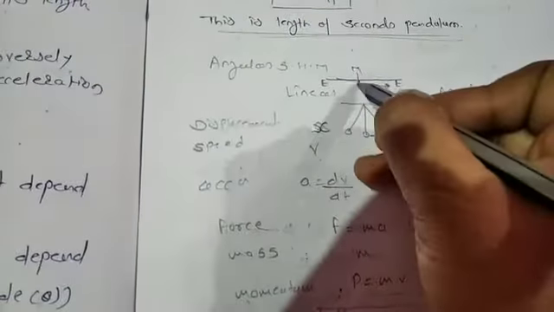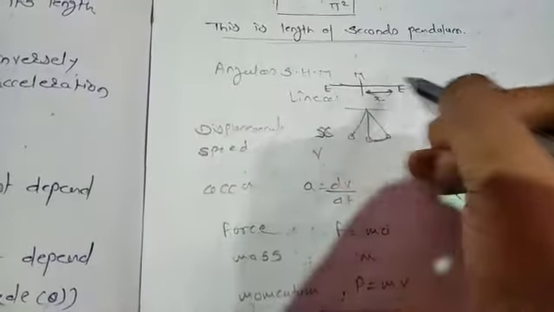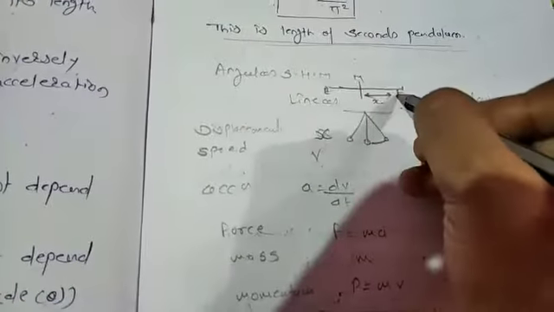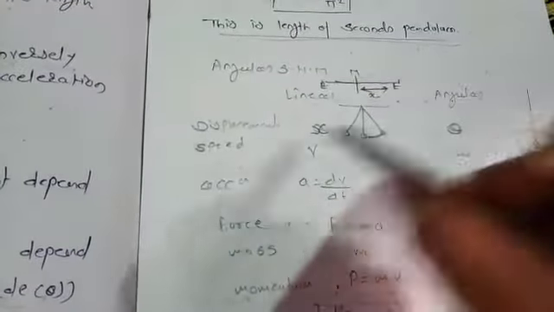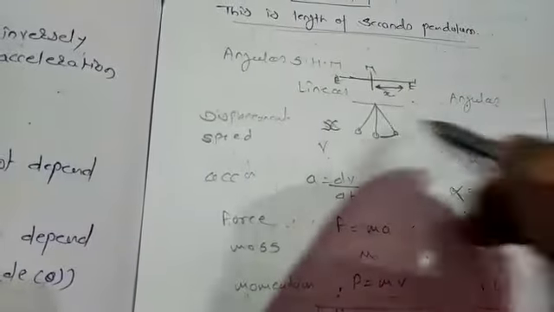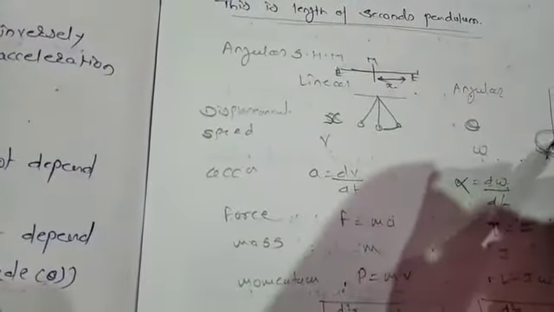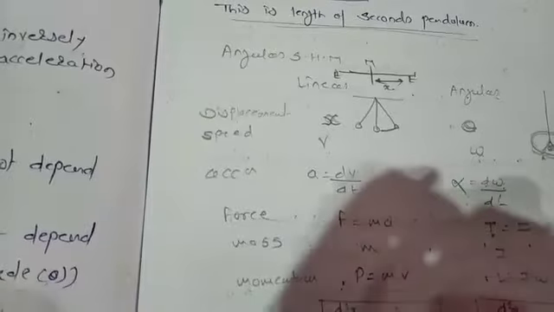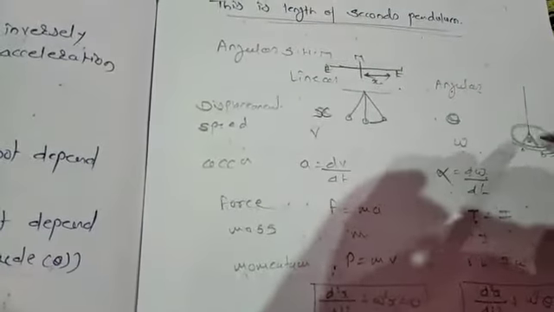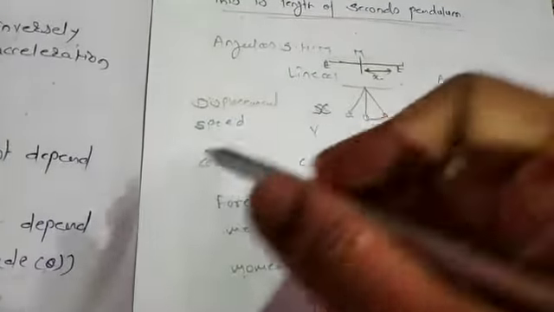And the linear SHM we have seen already. So in the linear, this is the mean position, extreme positions, and this x is the displacement. Here in angular motion, the displacement is in the form of theta. That is in the form of angle, so it is theta. That is the arc length that we have seen in the last lecture.